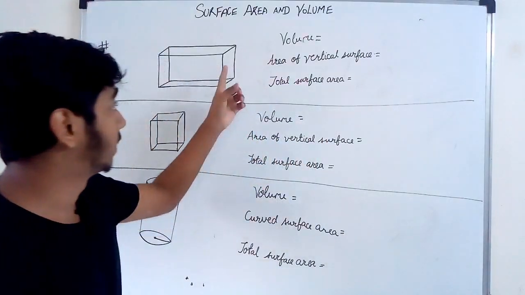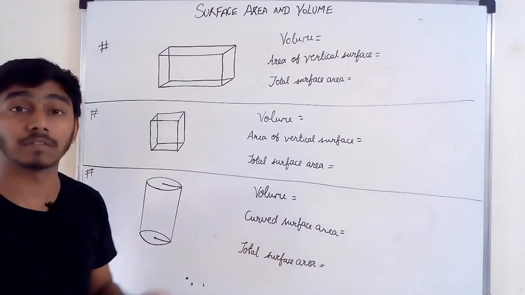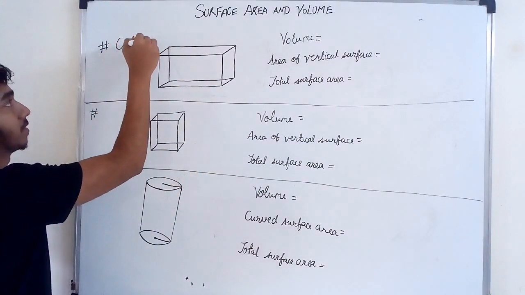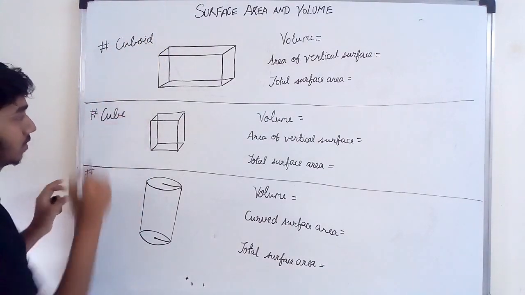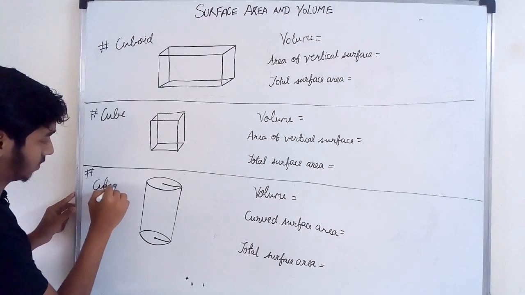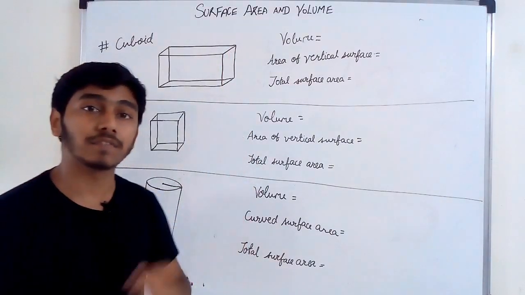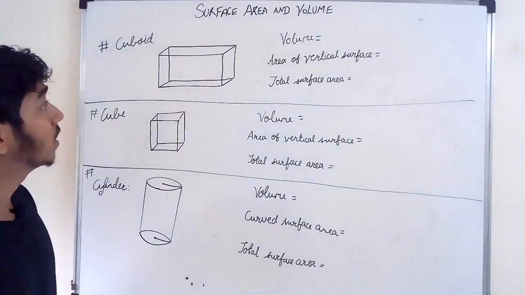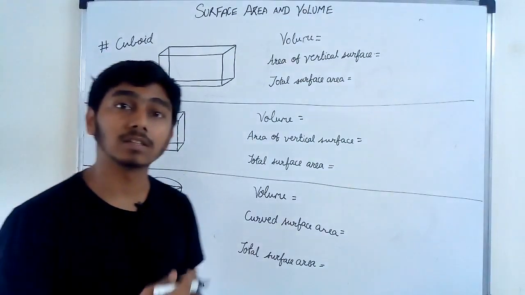As you can see from the figure, this is called a cuboid. This is called a cube. And this is a cylinder. We have already studied these figures in previous classes, in your 8th or 7th standard, so we are simply revising this and will solve questions based on them in this video.